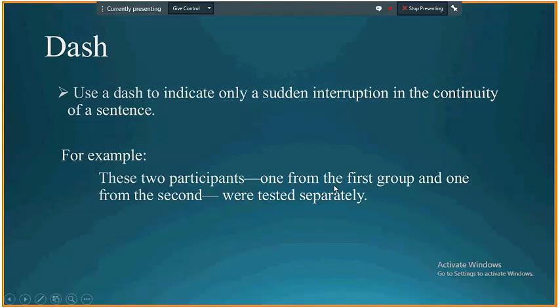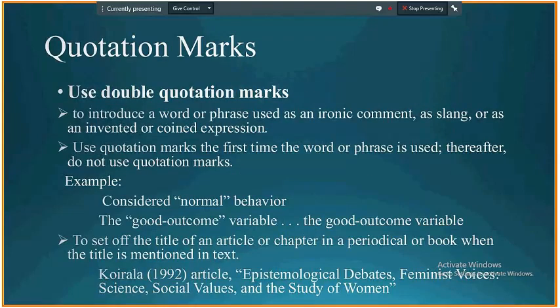And quotation marks, it is most important. Quotation marks in academic writing, or any type of report writing, we use double quotation marks. Where should we use double quotation marks? Here some rules are given.